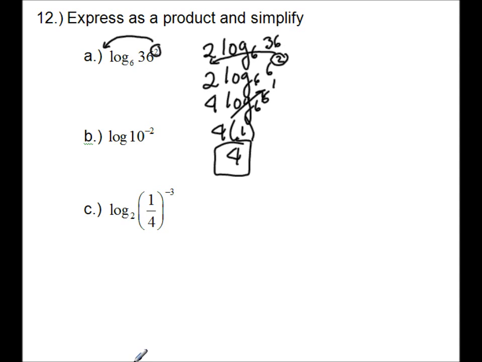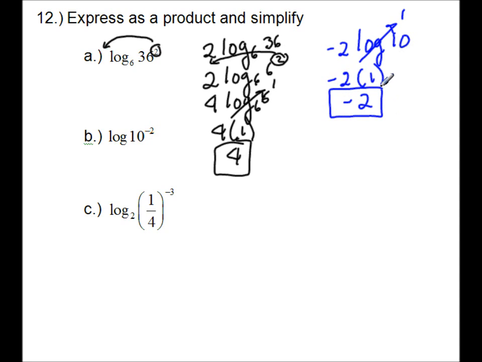Now we can do the second problem the same way, and we have negative 2 log 10. What you have to remember is that we don't have it written in, but this is a common log and this is base 10, so we know that this equals 1. So then we get negative 2 times 1, which is negative 2. And that is our answer to 12b. Our last problem, we're doing it the same way.